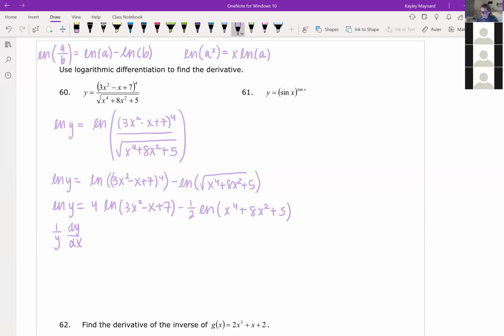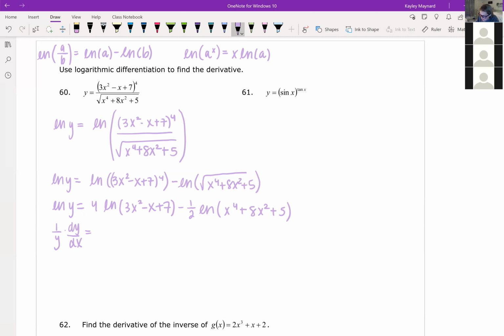All right, now let's tackle the right-hand side. Okay, so we're going to have to use that definition of how to take the derivative of ln again. So this one might be a little more confusing because it's a chain rule. We don't just have ln of x, we have ln of 3x squared minus x plus 7. So this is going to be a chain rule here.